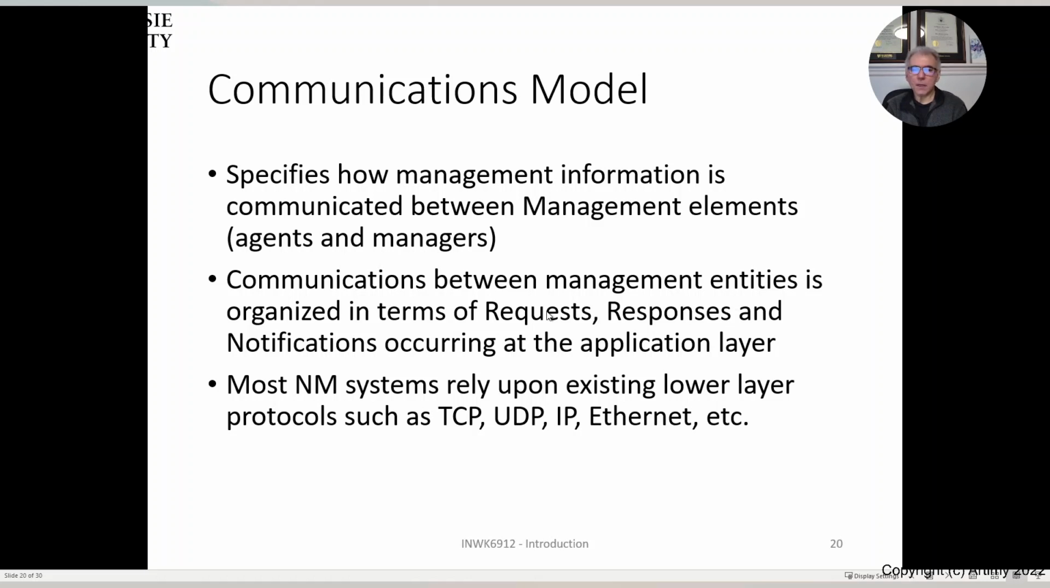So I may go a step ahead and say, well, in the relationship between the manager and the agent, the manager sends a request and the agent provides a response. So all the messages are formed in terms of requests and responses. There's also another type of messaging. It's called notifications. That's when the agent sends a notification to the manager without the manager asking for it. And that is usually to provide some kind of alert, right?